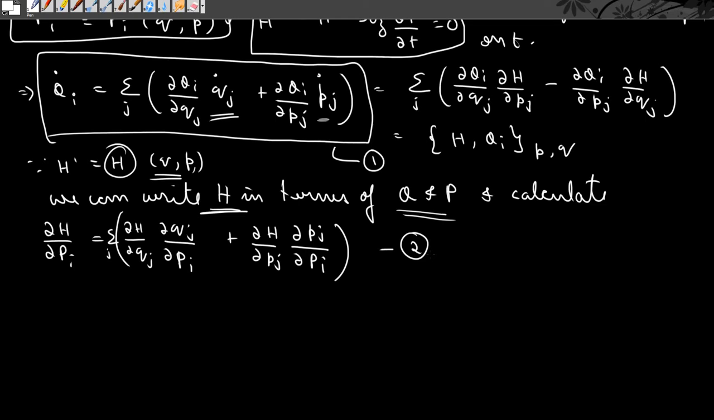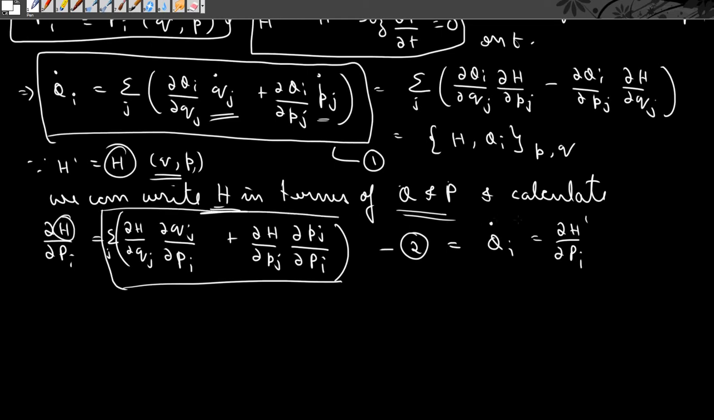Okay, but this must be equal to our qi dot, because when I write h in terms of q and p, this is basically going to be equal to h dash. So this should be equal to dou h dash by dou pi, because our canonical transformation must preserve the form of the Hamilton's equation, and this quantity is the same as this quantity. Okay, so we will call this relation equation number 2.